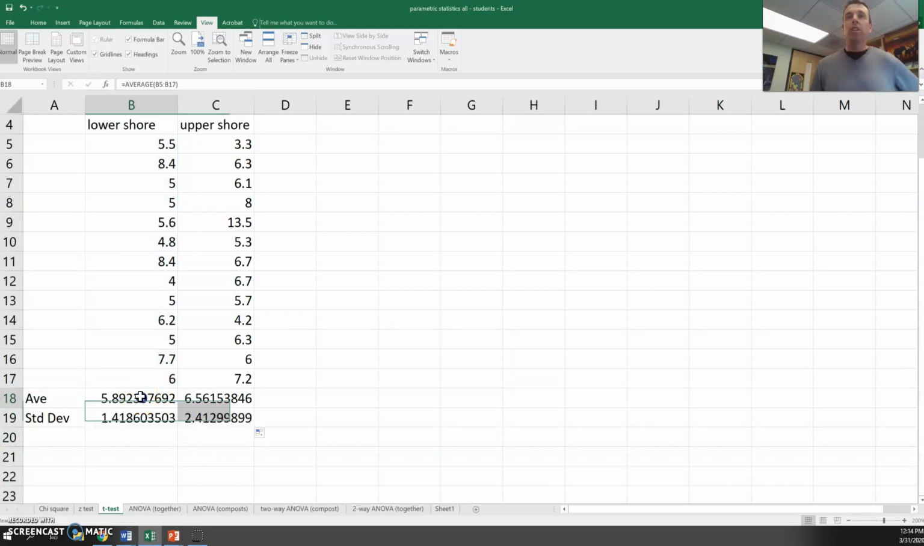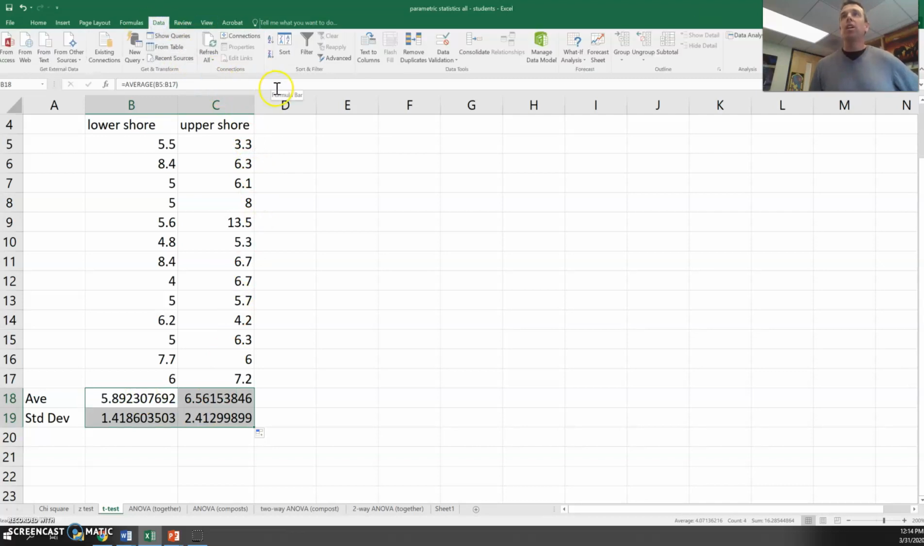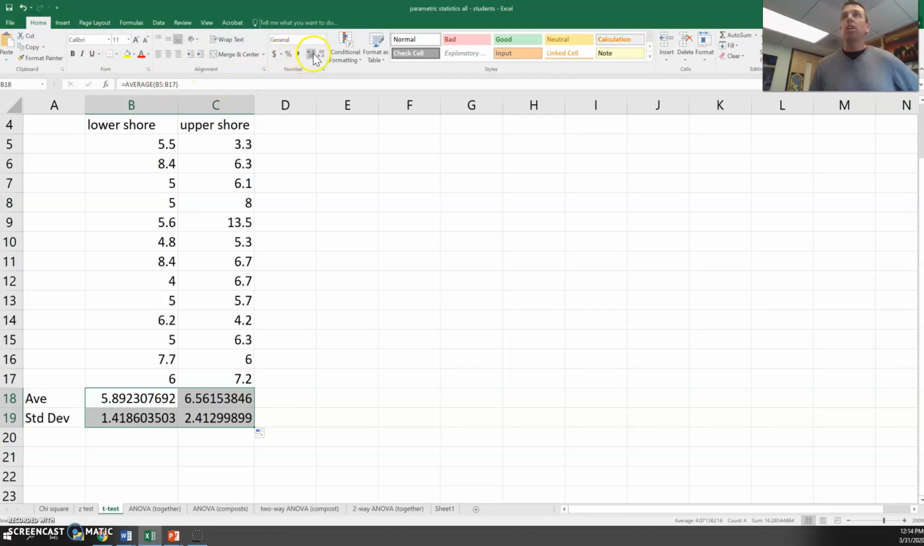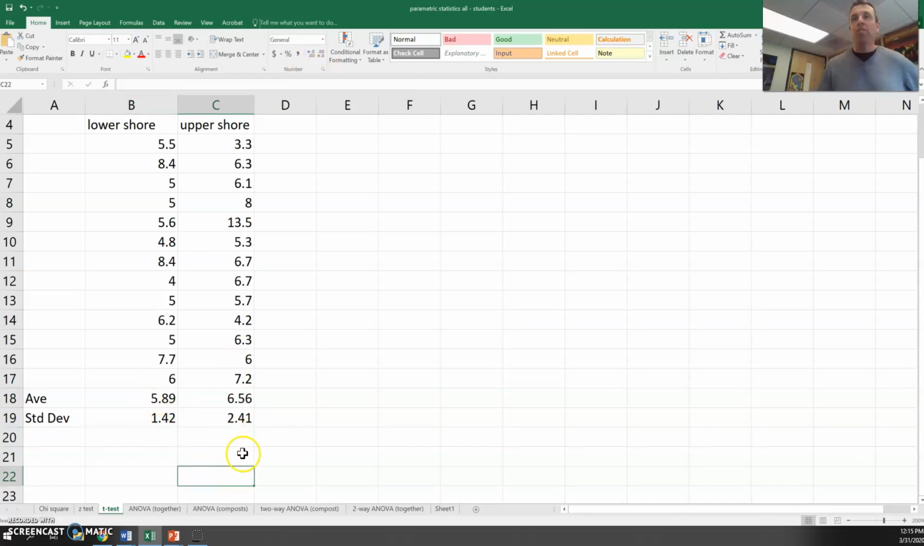And if I want to look at significant digits, I can just select these cells, and I can go to my data frame here. Actually, it's on Home, sorry. And you can see here, this is going to give you the ability to increase the number of decimal places or decrease. So I can just decrease those decimal places until I have something reasonable. 2 decimal places there. There's my average and standard deviation.